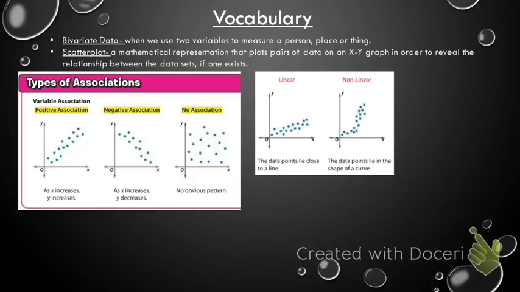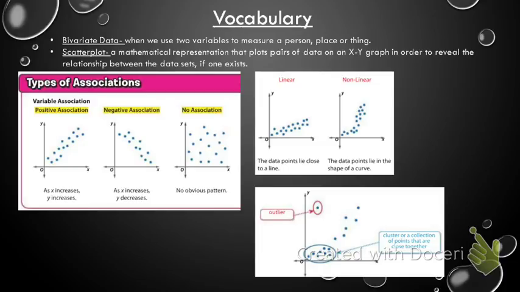All right, you have two different types of graphs. There is the linear. Linear is when the data points lie close to a line, so they'll make a straight line. And then you have the non-linear. If you notice, it has a little curve there at the bottom, so the data points lie in the shape of a curve. So linear versus non-linear.